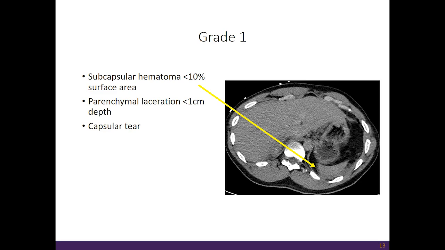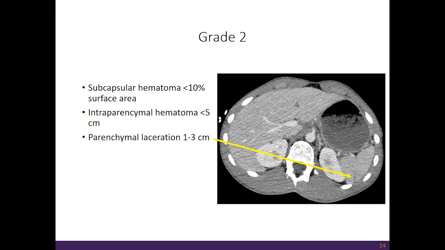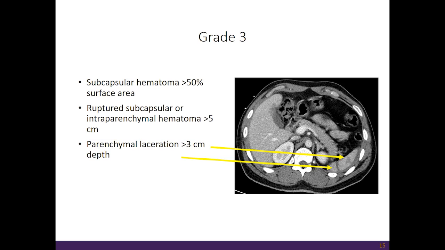You could have a parenchymal laceration, which is less than 1 centimeter in depth, or you can have a capsular tear. A grade 2, as you can see here, there's a parenchymal laceration that's between 1 and 3 centimeters, or you can have a subcapsular hematoma that's less than 10% of the surface area, or an intraparenchymal hematoma that's less than 5 centimeters. A grade 3 injury can be a subcapsular hematoma that's greater than 50% of the surface area, a ruptured subcapsular or intraparenchymal hematoma greater than 5 centimeters, or in this case, a parenchymal laceration that's greater than 3 centimeters in depth. As you can see, the more posterior arrow is pointing to that 3 centimeter depth.